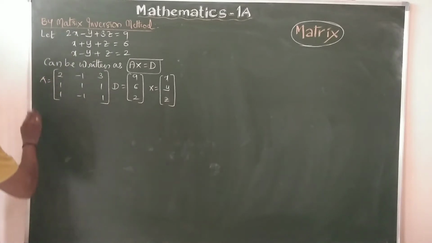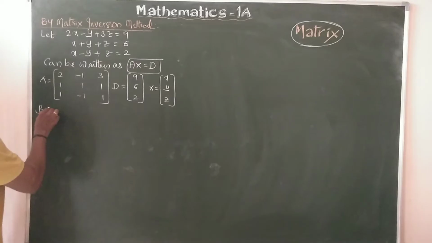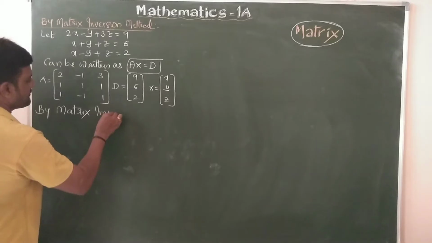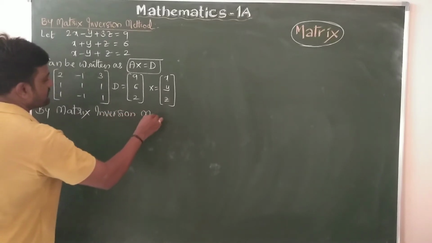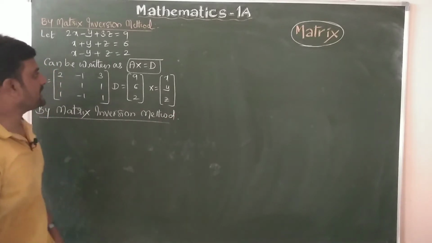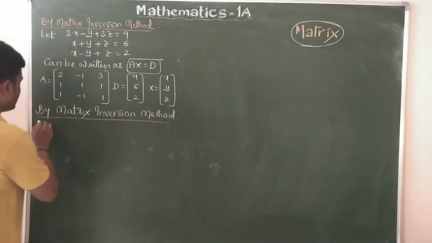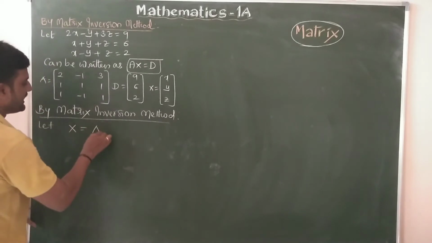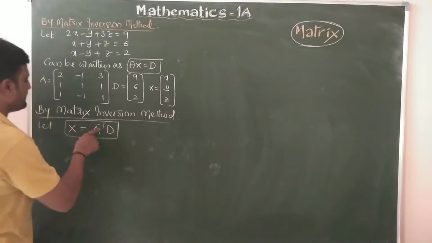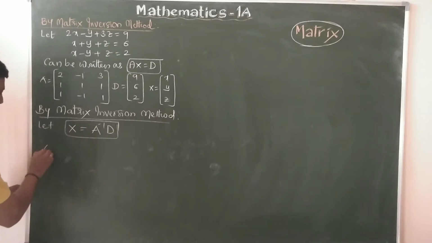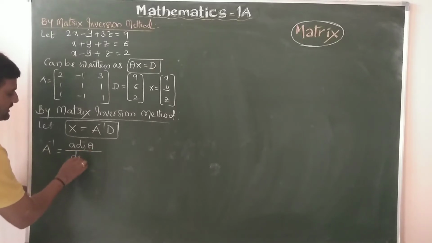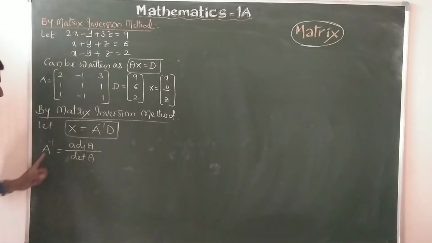Now here we can apply the matrix inversion method. How to do it in the matrix inversion method? Taking AX equals D, X equals A inverse into D. Yes or no? A inverse into D. Then first of all we have to find A inverse. A inverse equals adjoint A by determinant A. It is nothing but A inverse.